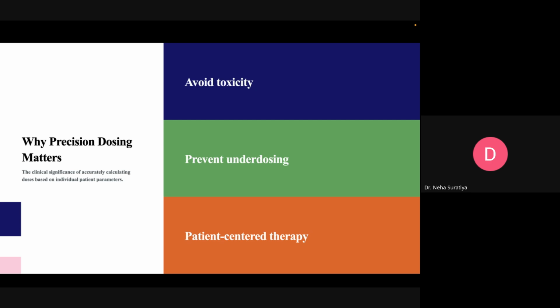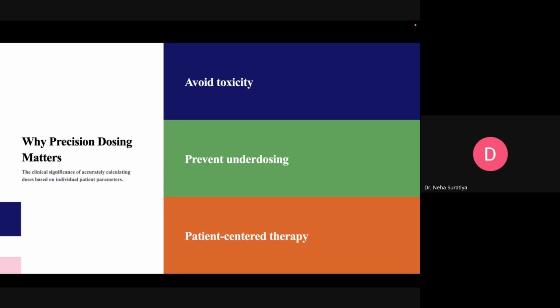Overdose, of course, leads to toxicity, organ damage, or even death sometimes. And underdosing leads to treatment failure. Maybe the disease will progress. In some cases, underdosing can result in antimicrobial resistance as well. That is also a global threat and a global burden in healthcare, antimicrobial resistance. And when we talk about resistance, antibiotic misuse is always the reason behind it.